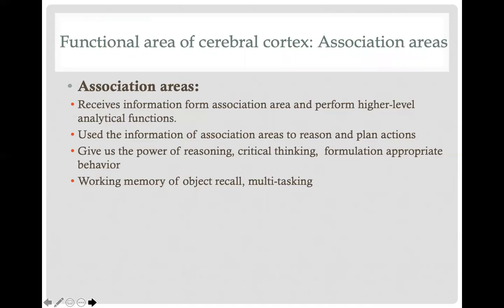So what they do is they actually help you complete or perform higher level analytical functions. Such functions include multitasking, critical thinking, memory, behavior, recollection of objects from your working memory, and reasoning and planning an action. So all of these are associated with your association areas.